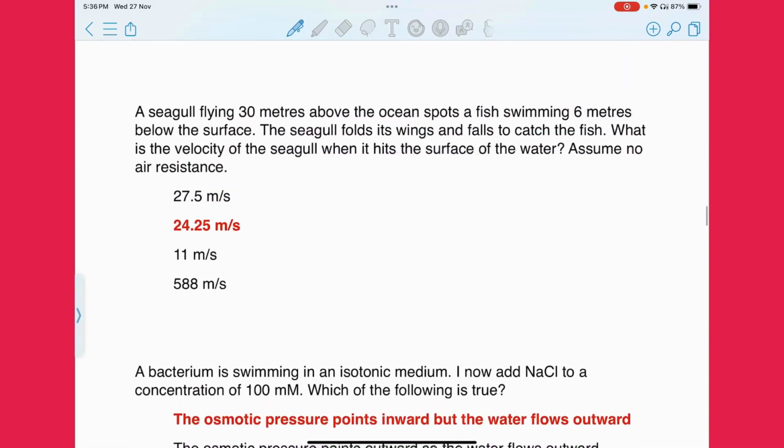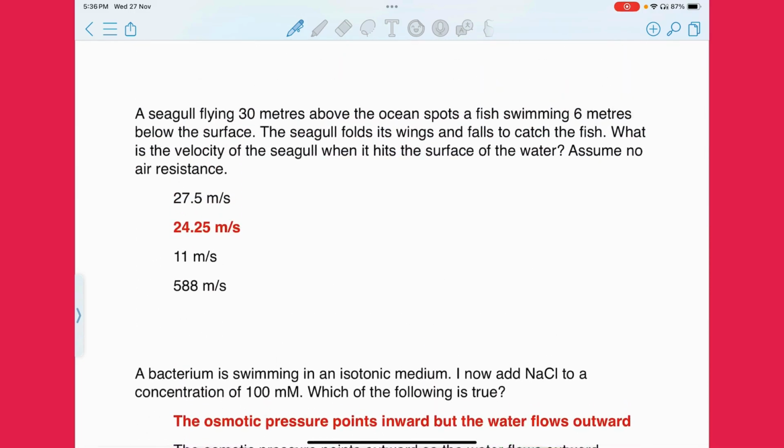Let's go to the next question. A seagull flying 30 meters above the ocean spots a fish swimming 6 meters below the surface. The seagull folds its wings and falls to catch the fish. What is the velocity of the seagull when it hits the surface of the water, assuming no air resistance? So let's consider that this is the ocean surface. A seagull is here, which is at 30-meter height, and the fish is here at 6-meter depth.